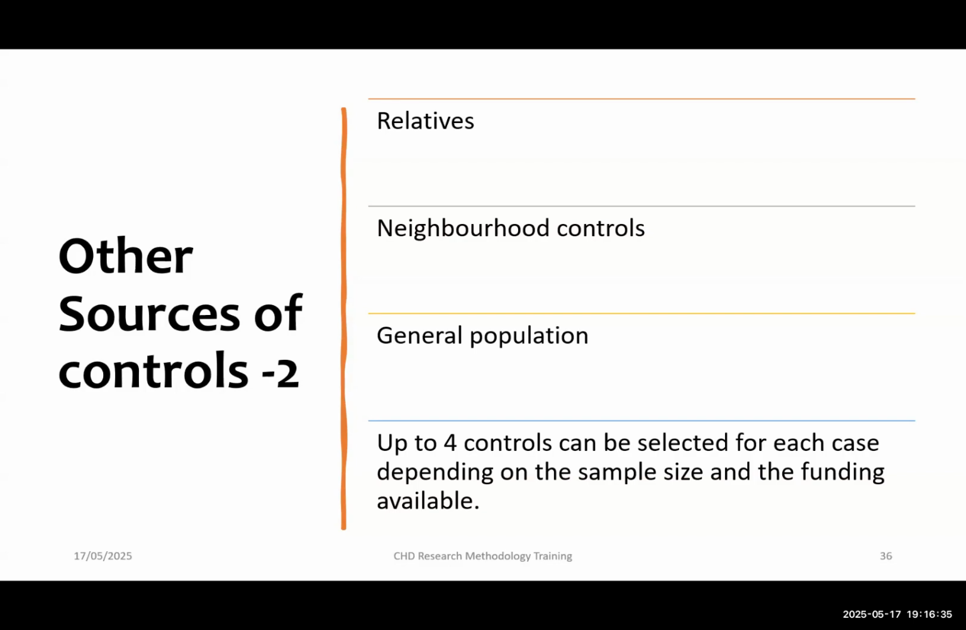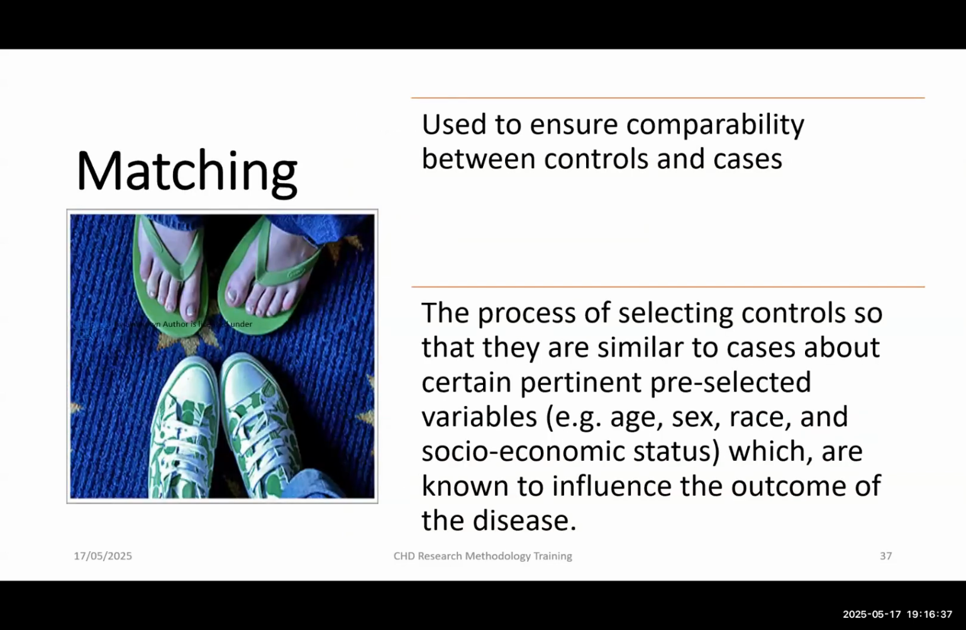And I've been talking about matching for a while. What is matching? You use it to make sure that both your groups, the cases and the controls, are similar and comparable. Matching is a process whereby you select controls so that they are closely related to the cases with respect to some pre-selected variables or characteristics that would influence or confound the outcome measure or the disease that you're looking at. So that's what matching basically is.